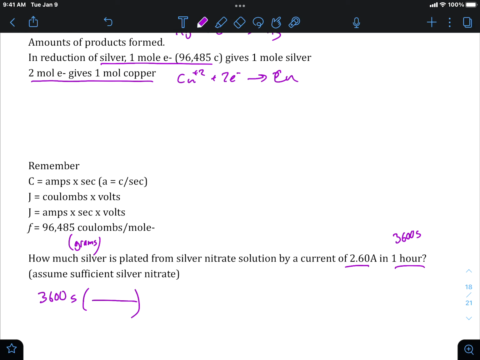How could we use that with amps? What do you know about an amp? Coulomb per second. So 2.6 coulombs per second. This gets us the amount of charge. Now I need to get from charge eventually to moles and grams of silver, but there's something that needs to bridge us there. I need to cancel coulombs. I need to get to moles of electrons. Faraday, yeah, right. So a mole of electrons is 96,452 coulombs.